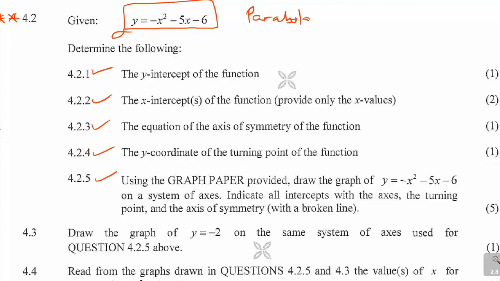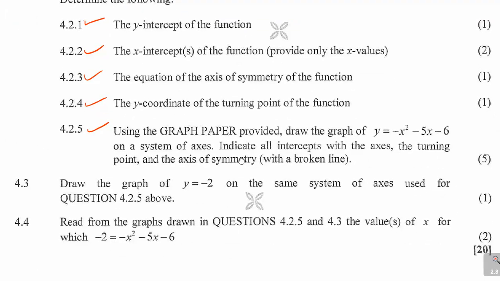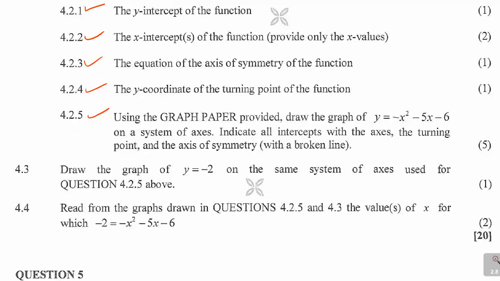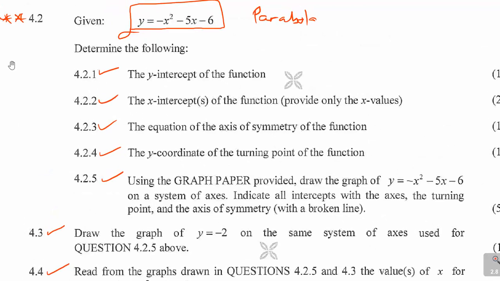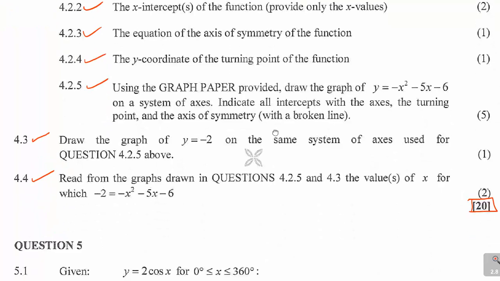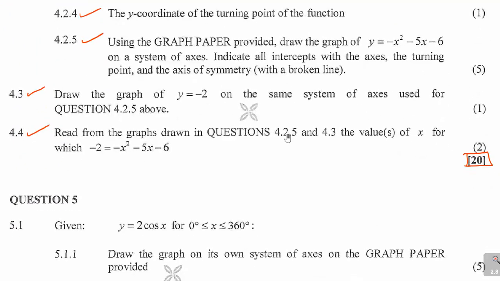Now, sketching the graph itself is 5 marks, you see that? And then they say draw the graph on that. They are also giving further questions, read from the graph. It was 20 marks, and on this one, I will say indeed, it is a question that was well structured. It's still basic. I'll give it a 3. When you are studying, just take time to go through such questions, and it will assist you in ensuring that these become your full 20 marks.